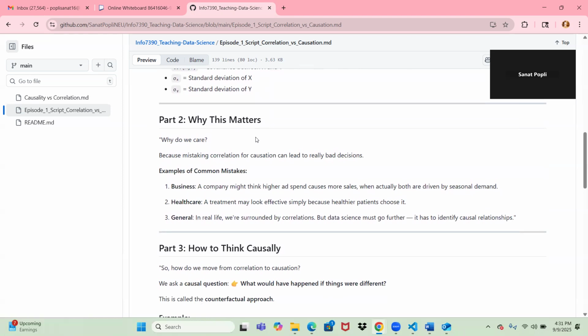Let's talk about the second example, that is healthcare. A treatment may look effective simply because healthier patients choose it. And third is a general life example. In real life, we are surrounded by correlation, but data science must go further. It has to identify causal relationships.